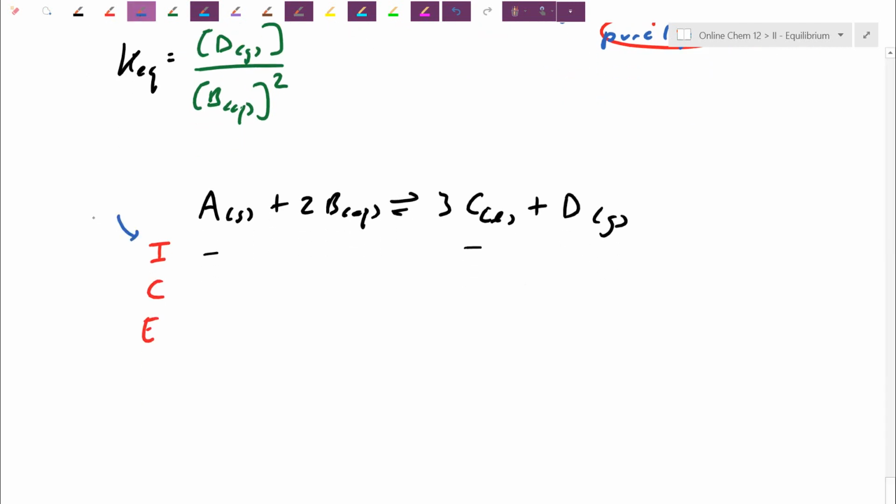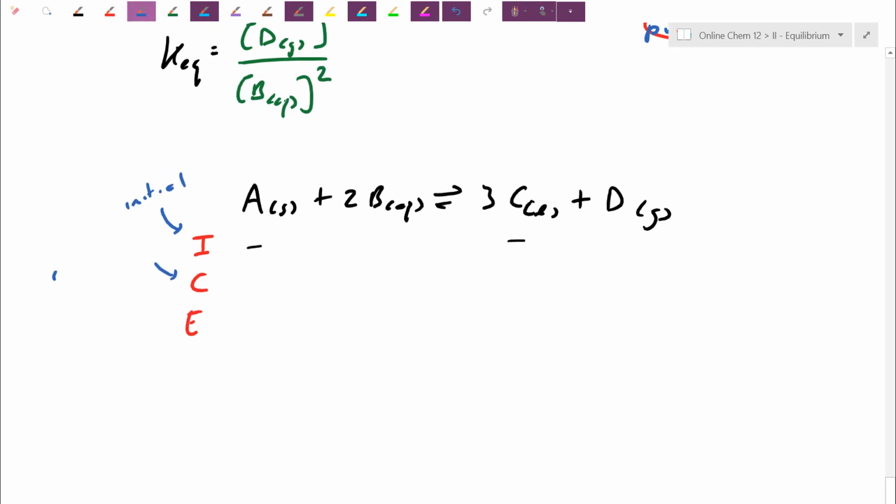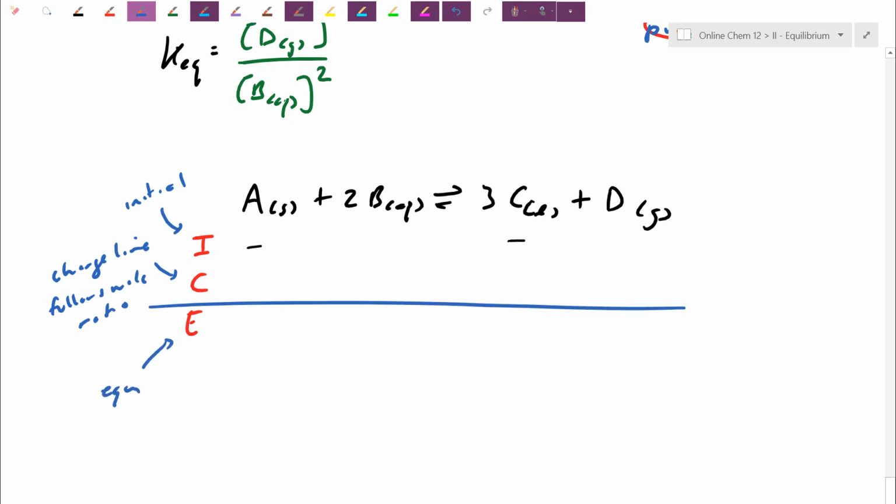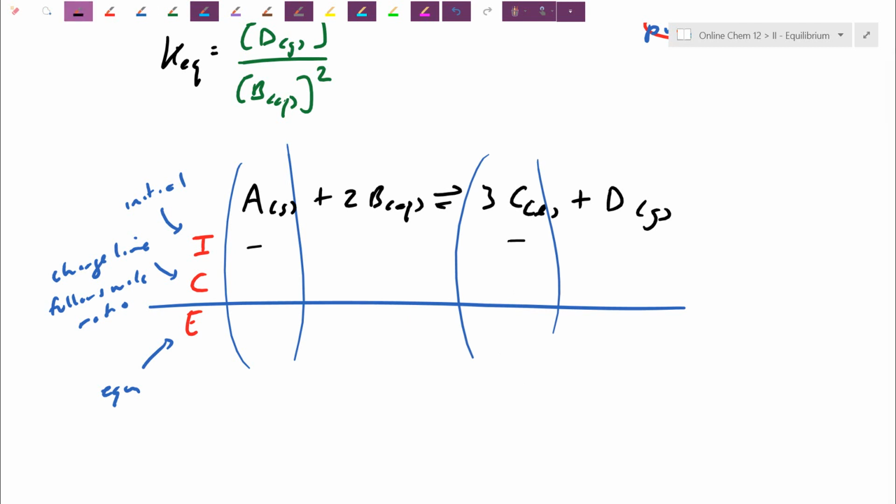I stands for initial. It stands for your beginning reading. C is your change. Remember, your change line is according to the mole ratio. Change line follows the mole ratio. And then we're going to end up with the E, which is our equilibrium. If I have a solid that I'm ignoring, basically just leave that column blank. I would just imagine that those numbers have been absorbed into KEQ. You're just tracking the changes.